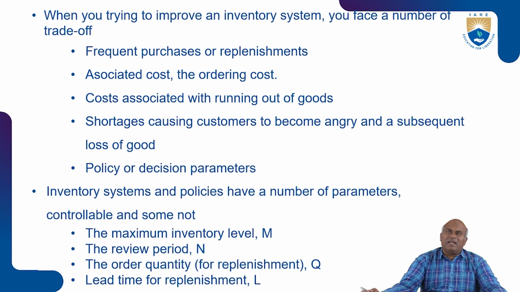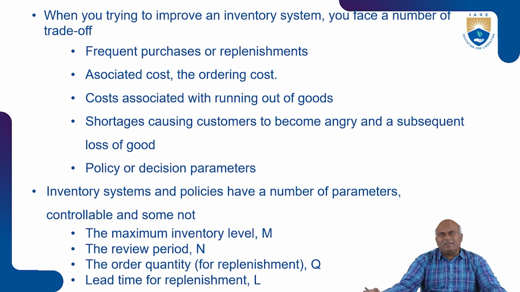Cost associated with running out of goods: a shortage causing the customer to become angry, with subsequent loss of goods. Then the customer is going to return the product. We need to calculate that cost also. And then policy or decision parameters. Based on this, we decide the policy as well as the decision parameters.